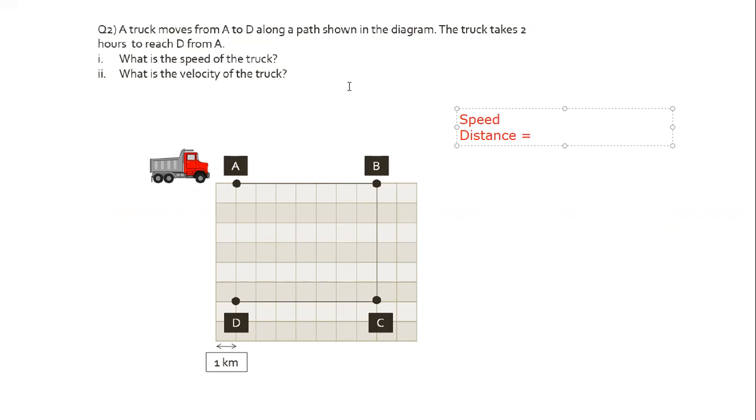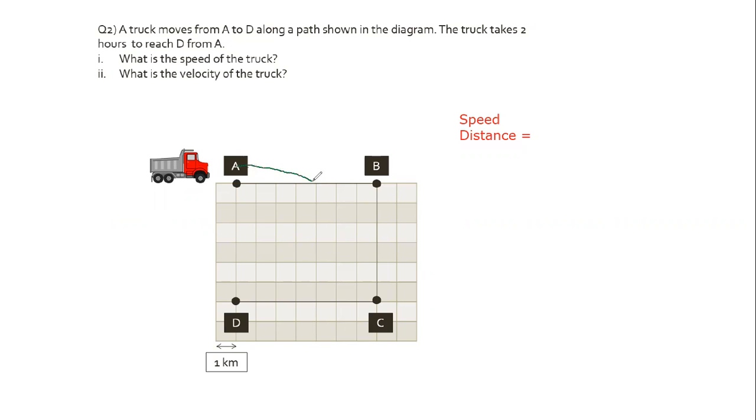ठीक है, ट्रक कहाँ से कहाँ गया, फिर कहाँ से कहाँ गया, वो हम पाथ पहले find out करेंगे. So it is written that the truck moves from A to B along a path shown in the diagram. So for distance, guys, remember, go to the diagram. अगर diagram दिया है तो distance diagram से find out करना है.